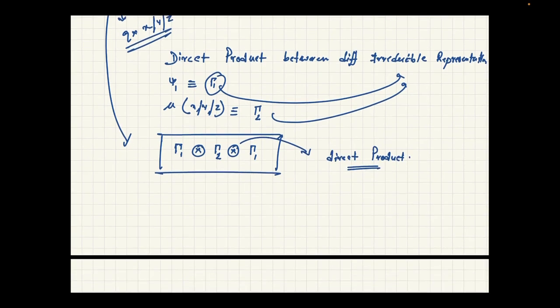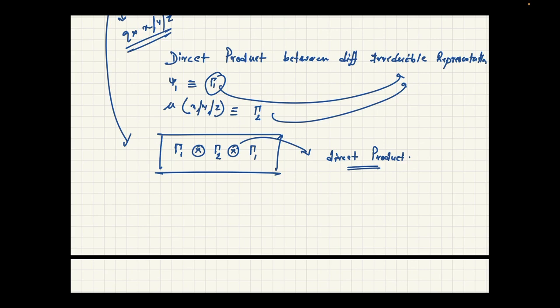Now this direct product can be done by using the character table. Gamma 1 is one irreducible representation and gamma 2 is another, so gamma 1 direct product gamma 2 can be done by using the character table, that means multiplying the characters of gamma 1 and gamma 2. Then you have to multiply the characters of the other gamma 1 with the output of these two. This can be done by using the character table of that particular point group.